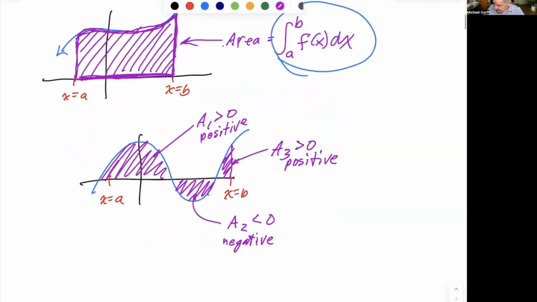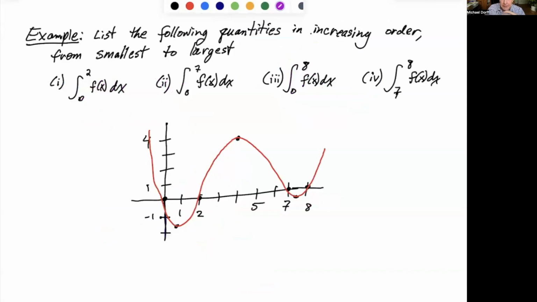Let's look at an example. Here we have this red curve. We're given four different integrals here, and we're supposed to list these quantities in order smallest to largest.